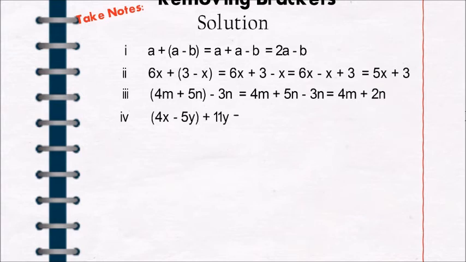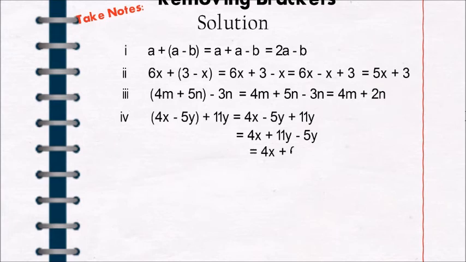And in number 4, we have open bracket 4x minus 5y close bracket plus 11y. So when we remove brackets, we have 4x minus 5y plus 11y. Now we have two terms in y. We have minus 5y plus 11y. So we rearrange them, bringing a positive term in front and moving the negative term behind. That leaves us with 4x plus 11y minus 5y. Now 11y minus 5y, we have 4x plus 6y.